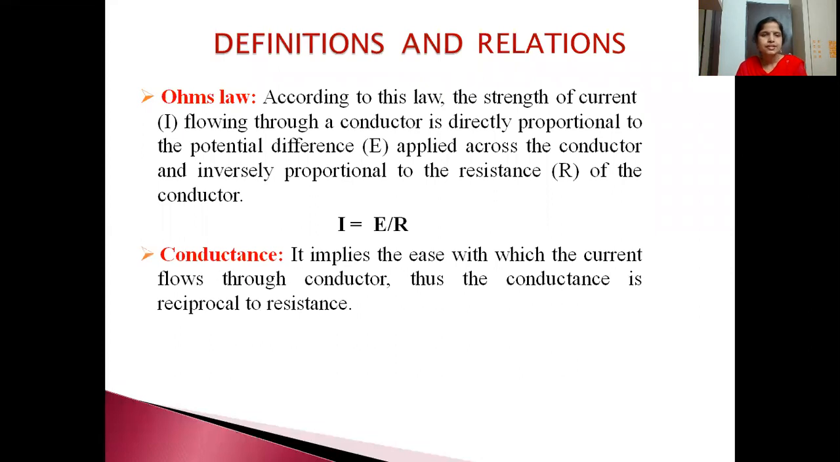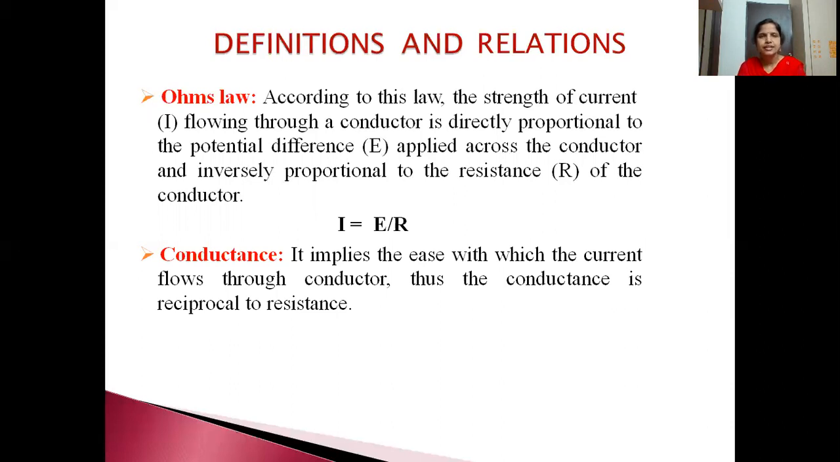Now what is conductance? Here I is equal to E by R. You can take either V by R or E by R. Now what is conductance? It is nothing but the ease with which the current flows through the conductor. So if the current is flowing fast through a conductor, that means the ease with which it is flowing through the conductor is nothing but conductance.